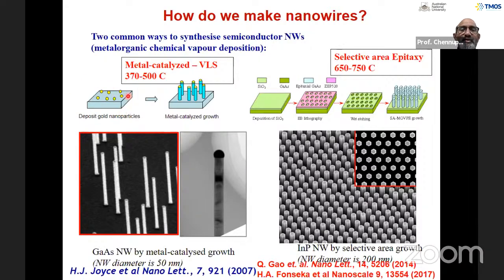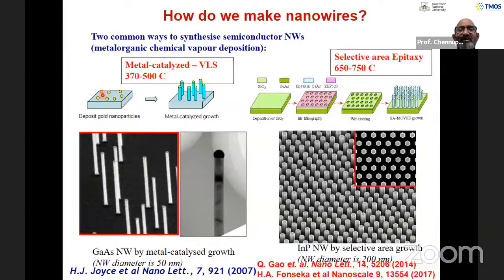In this case, we use a metal catalyst, for example gold nanoparticles, and you can buy these gold nanoparticles commercially these days from 5 nanometers up to 300 nanometers or so. We typically use 30 or 50 nanometer gold nanoparticles and put a droplet of this colloidal solution of gold nanoparticles on top of a semiconductor substrate. For example, in this case, I'm showing an example of gallium arsenide.